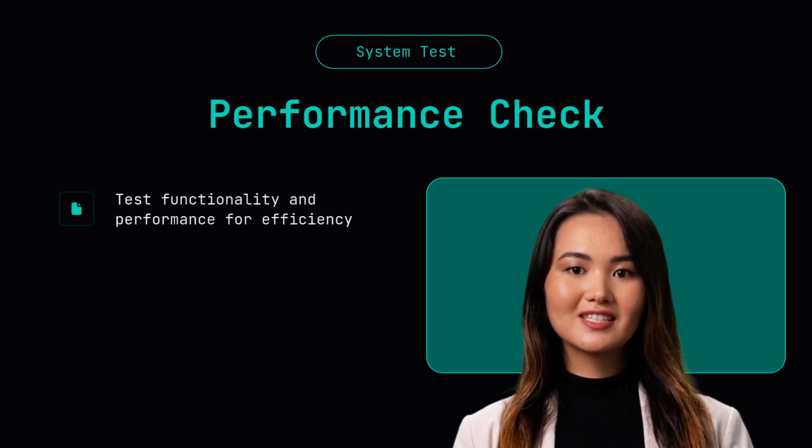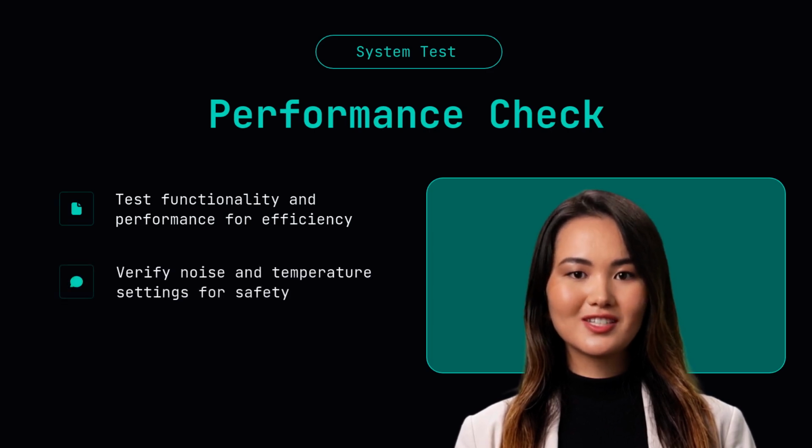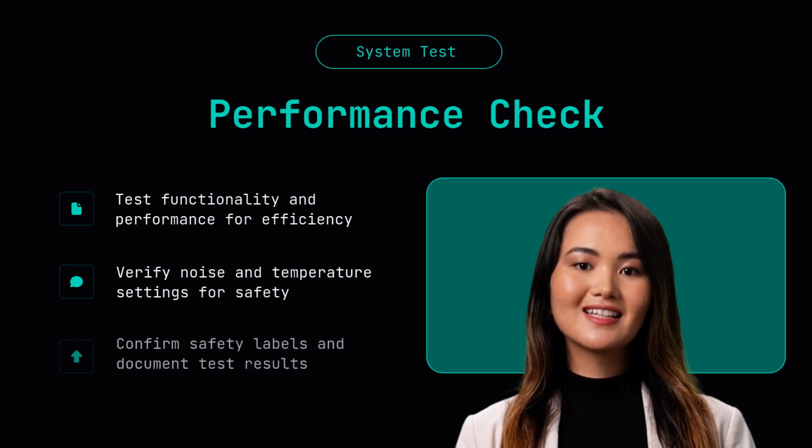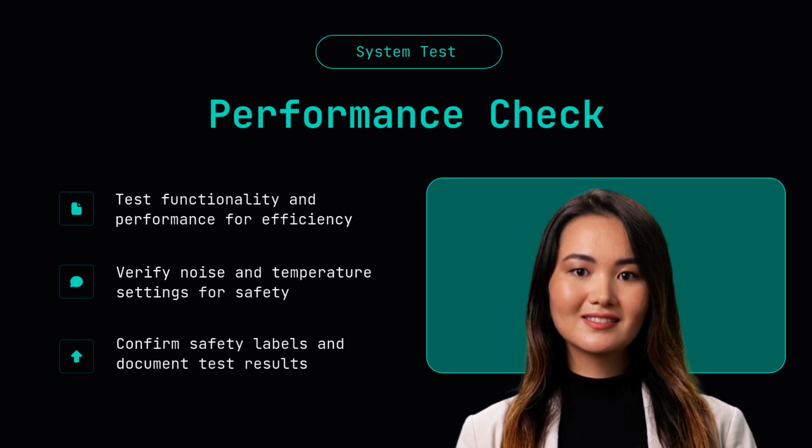Conduct a system functionality test for performance. Check for unusual noises and verify temperature settings. Confirm carbon monoxide detector and safety labels. Document whether the furnace passed all tests. Attach temperature readings and note any issues.